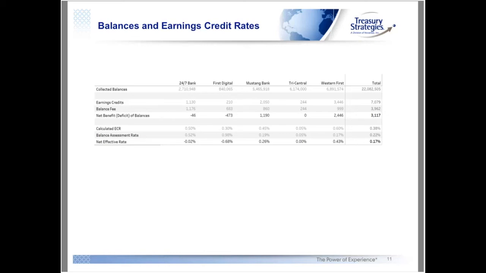at First Digital Bank, based on ledger balances, when we remove the float and compute that on collected balances, it's 98 basis points, so that on a net effective basis, First Digital is earning minus 0.68 basis points on the balances the company is keeping at First Digital, whereas if you look at the far right, our demo company is earning 43 basis points net at Western First. This is a whole new way to look at your balances.